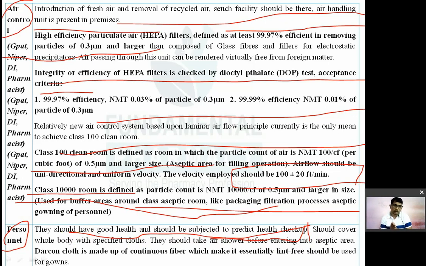Dark cloths are made up of a continuous fiber which makes them essentially lint free. जो इंडस्ट्री में क्लॉथ होते हैं वो थोड़े से डार्क होते हैं, उसमें थ्रेड्स नहीं आते, दे आर लिंट फ्री. इसके ऊपर भी क्वेश्चन आए. डार्क दे आर लिंट फ्री, याद रखो. ये अगेन इंपॉर्टेंट पॉइंट है.